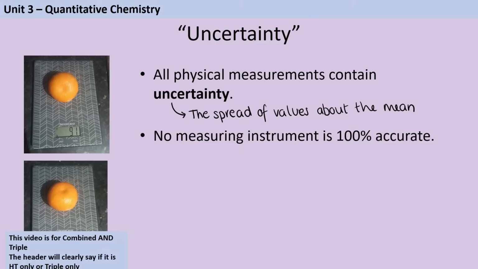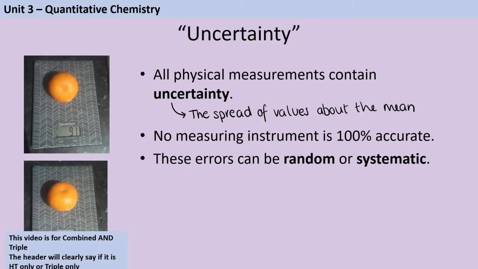So as we said, no measuring instrument is 100% accurate, and we can have errors that are random, but also errors that are systematic. So we skipped our error bit at the start because everything was not working and I just wanted to get going with chemistry. But basically, systematic errors are where your equipment is dodgy and it's always out by the same amount, whereas random errors are just kind of fluctuation around the mean, something like temperature that is just changing all the time.